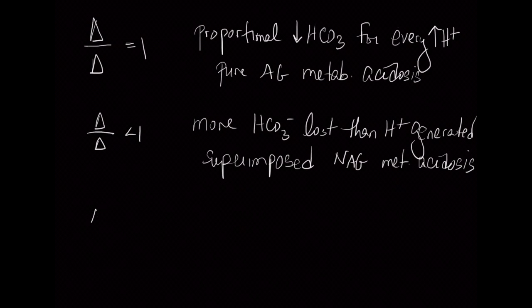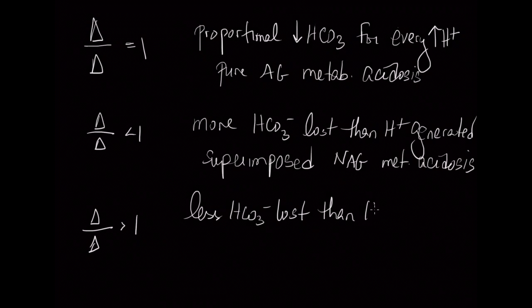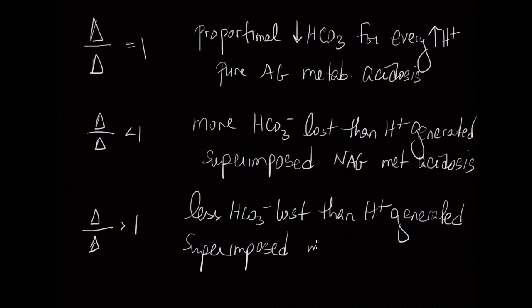And finally, if you have a delta-delta that's greater than 1, then you have less bicarbonate loss than protons generated. And so you have a superimposed metabolic alkalosis.